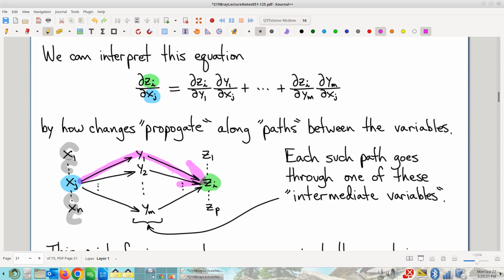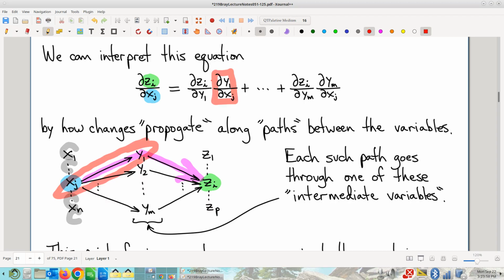propagation path that we have to deal with. Changes in xj also contribute changes to y2 that will contribute to changes in zi, etc. So we have to account for all of these different paths. Let's take them one at a time. Let's start by looking at this path here. And let's ask the question, okay, per unit change in xj, how much does y1 change? That's what this partial derivative is.